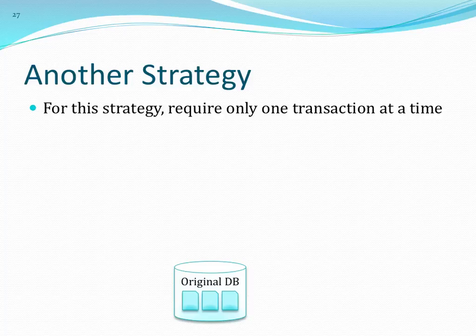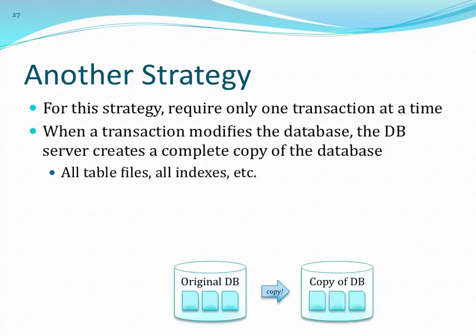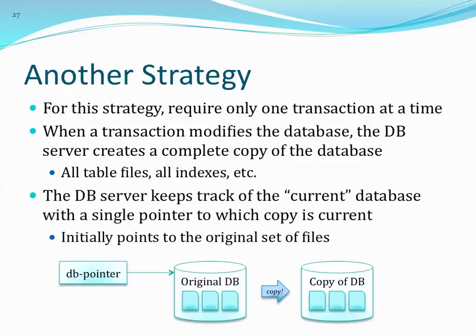So we have a system now. We're going to require only one transaction at a time. We can have multiple files. When somebody wants to make changes, we make a copy of the database, the entire thing, all the indexes, anything else we decide to save. And we start performing our writes against the copy, not the original.